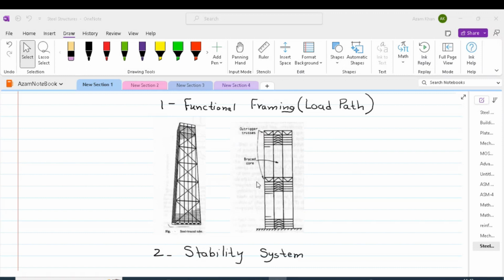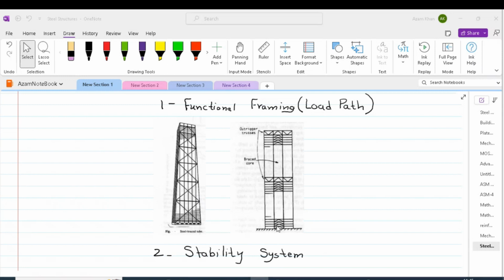In this figure, we have two steel buildings which transfer the lateral load and the gravity load differently to the ground. In the left figure, we have the so-called braced tube structure. The braced tube structure is made up of external braces and vertical members, which give sufficient lateral stiffness to the structure. At the right hand side, we have the so-called outrigger brace structure.